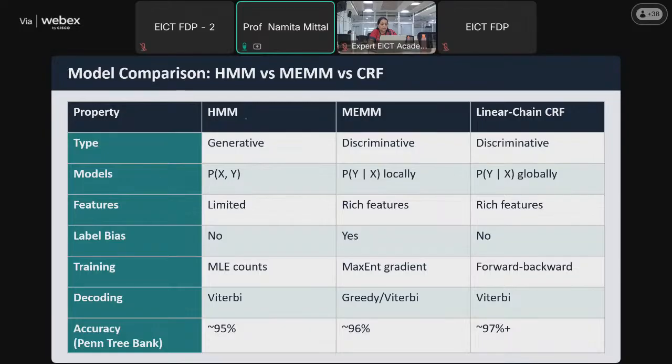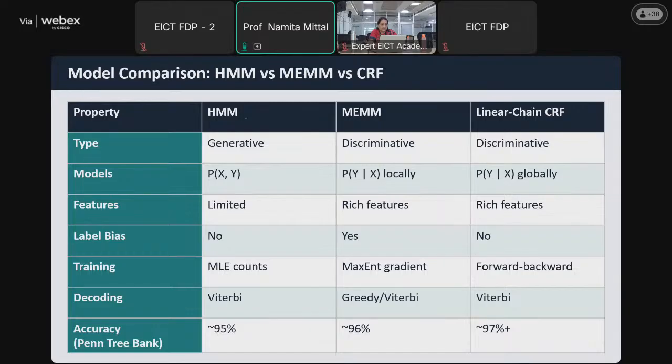So HMM is a generative model. It uses a joint probability, while MEMM uses only conditional probability. Locally means it considers only the same sentence, while the linear chain CRF is again discriminative, but it is based on the whole corpus, or the whole document if we go sentence by sentence.